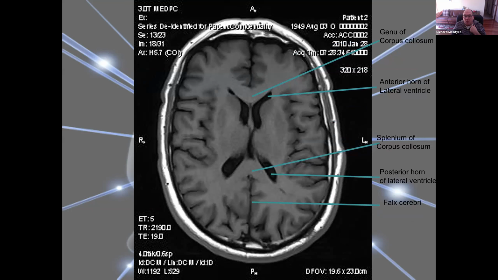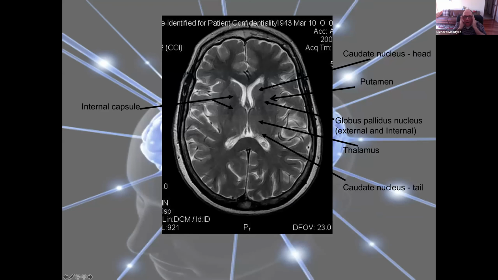We come up, we know that we've got our anterior horn of lateral ventricle, posterior horn of lateral ventricle, and our corpus callosum. So corpus callosum is a big structure of nerves that deliver signals from the left to the right side of the brain.